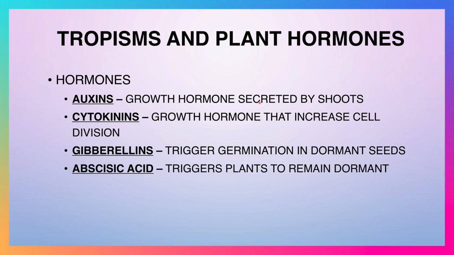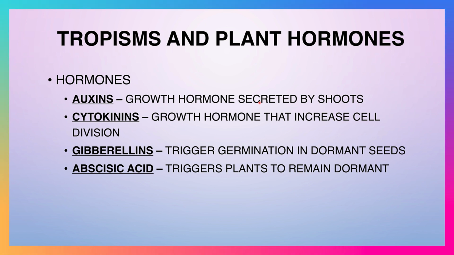The fourth is called abscisic acid, and abscisic acid is probably improperly named because it doesn't cause the abscission layer to form on the leaves. What it does is it triggers plants in bad conditions to remain dormant.